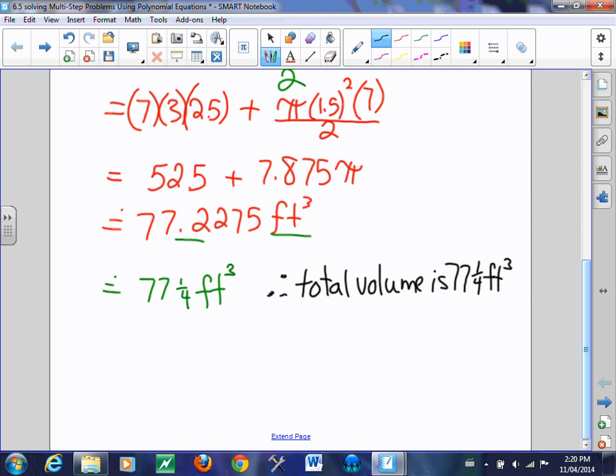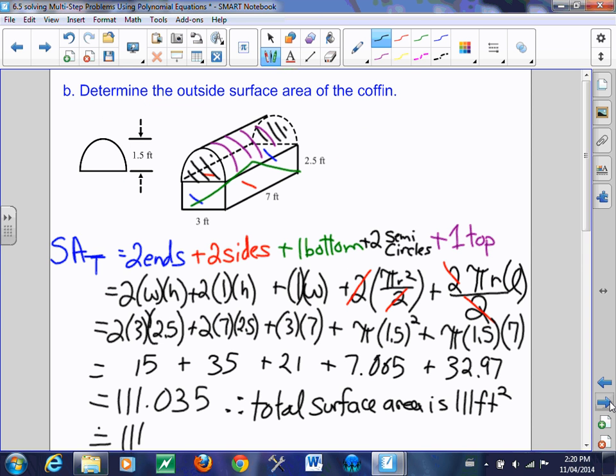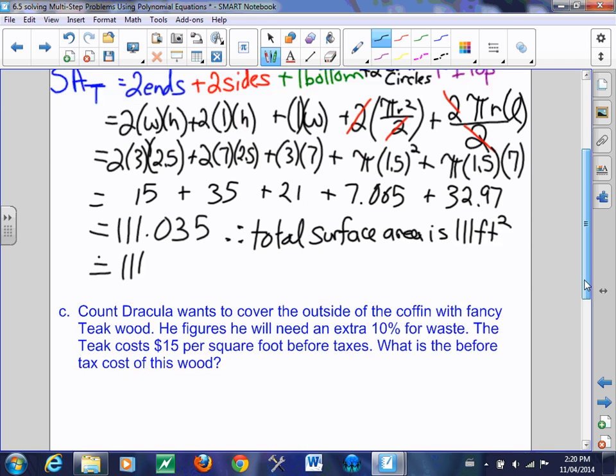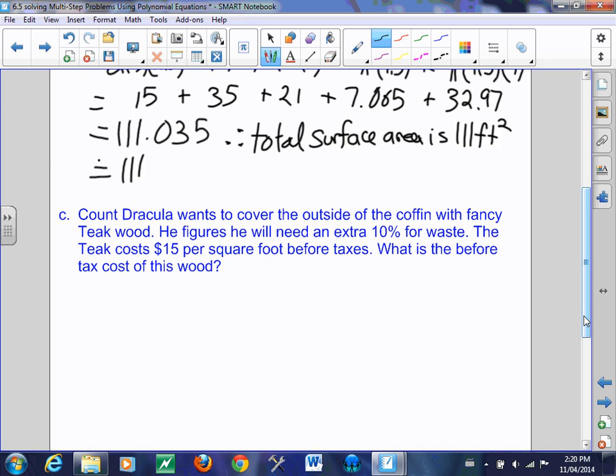All right. So now we'll finish the last question here. If I move it down. All right, C. Count Dracula wants to cover the outside of the coffin with a fancy teak wood. He figures that he will need an extra 10% for waste, because when you cut things and do lengths and measurements, you sometimes need extra. Okay? The teak costs $15 per square foot before taxes. What is the before tax cost of the wood?